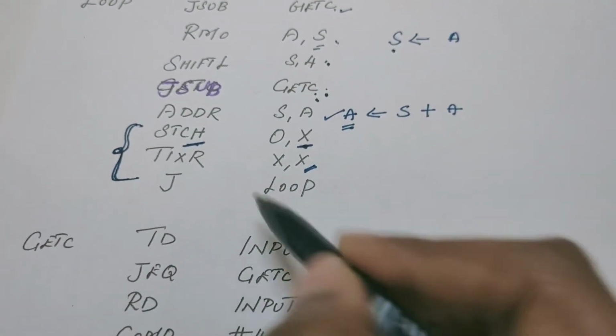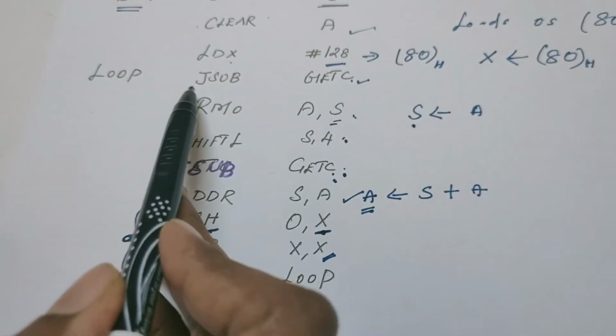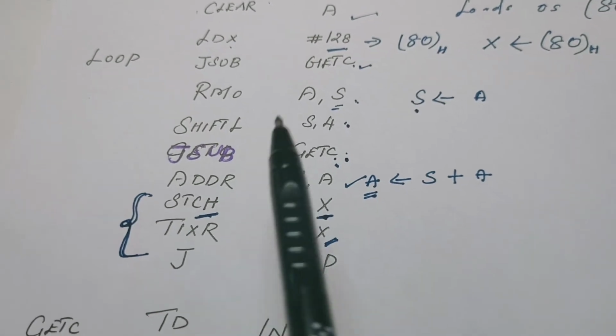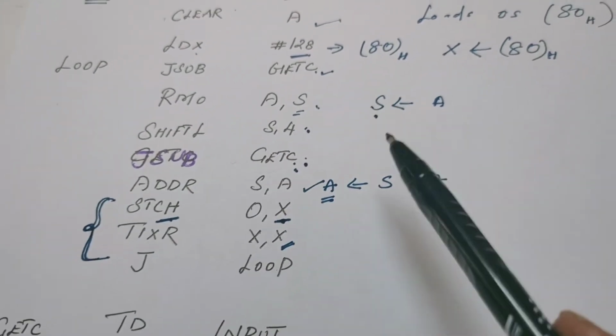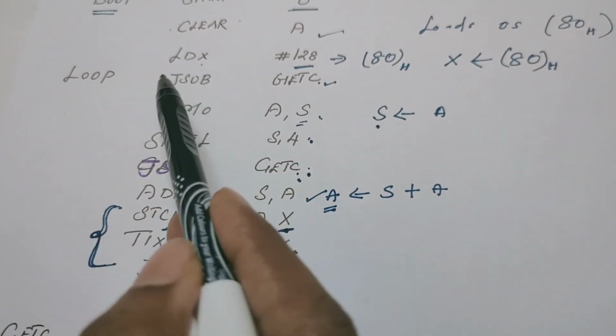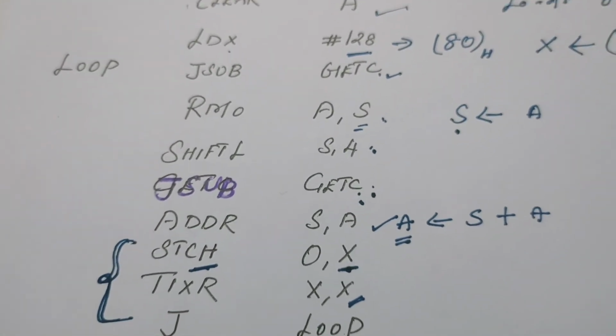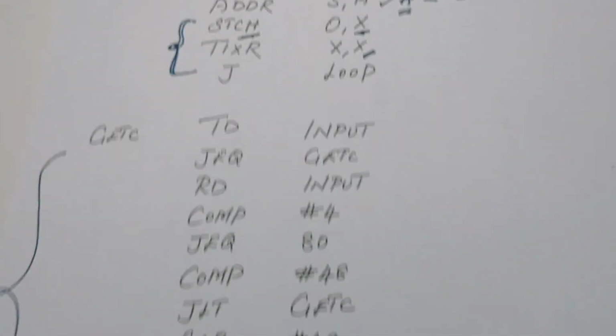Then again, loop. It is going to read another character. Then alternatively, it reads two characters, performs some operation, loads into that. Again, it reads alternatively two characters. Likewise, it continues. Now, let's have a look at the getC subroutine.